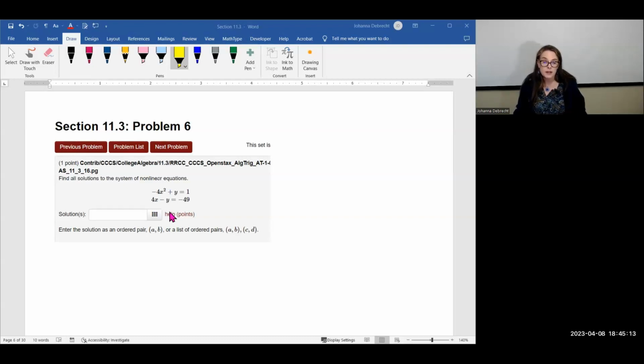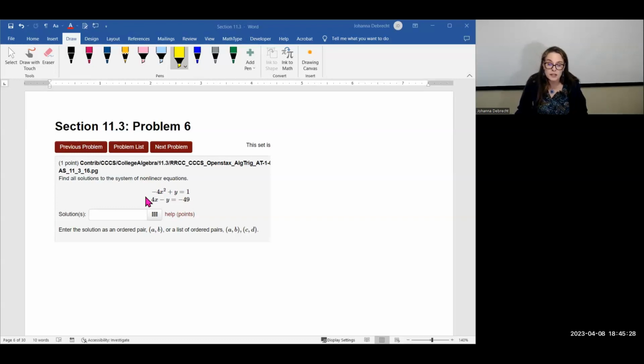So again, possibly no solutions. I could have 1 solution, or I can have 2 solutions. So let's now solve this problem. Now, you have a choice here. You can do it a couple of different ways.